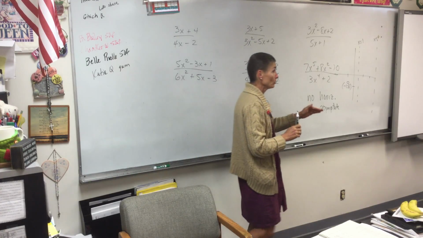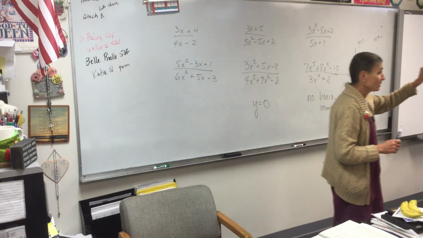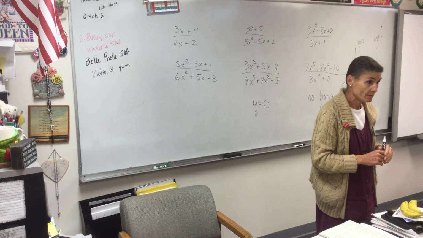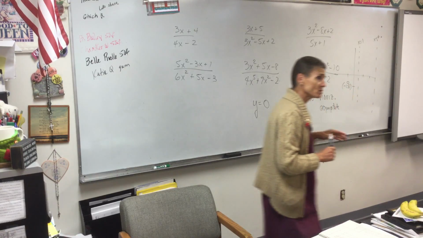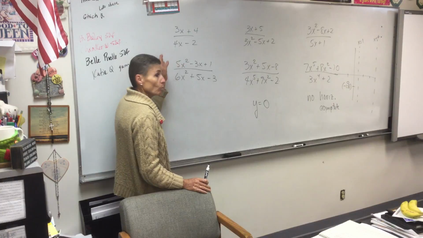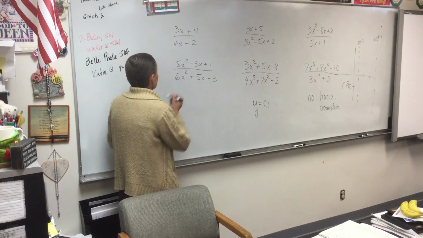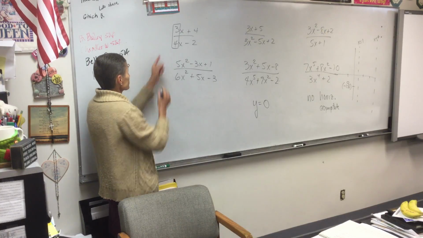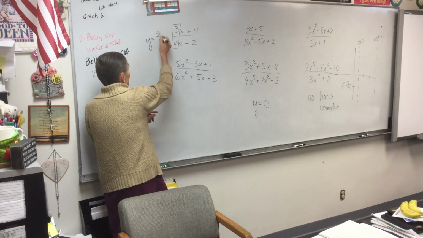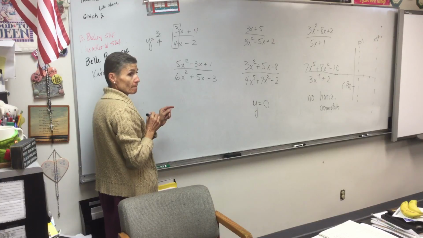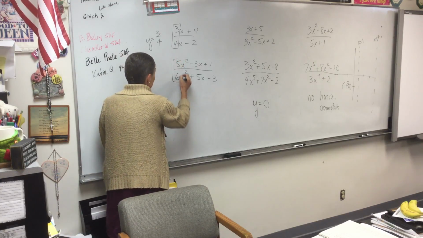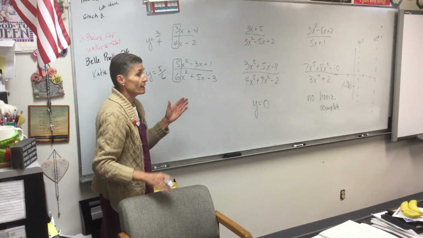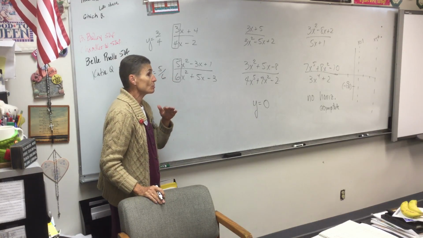Okay, so 2 big rules so far. Power on top bigger, no asymptote. Power on bottom bigger, y equals 0. Now, what happens when they match? Well, then it's really easy. If they match, you just look at their coefficients. So this one would be y equals 3/4. What would this one be? y equals 5/6. That's all there is to it. Finding horizontal asymptotes is a cinch.